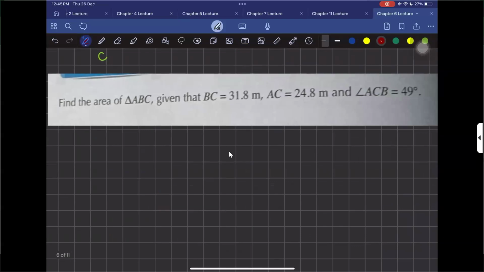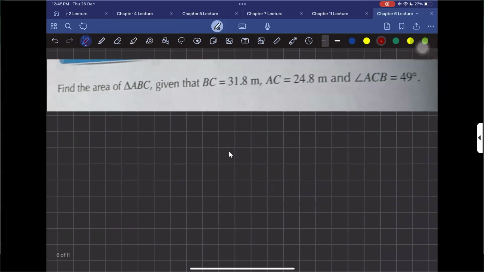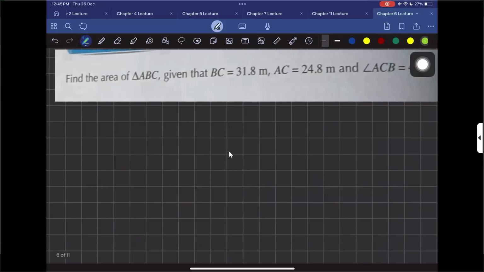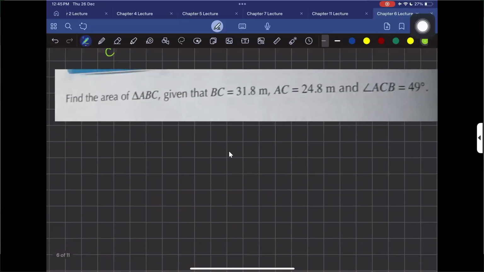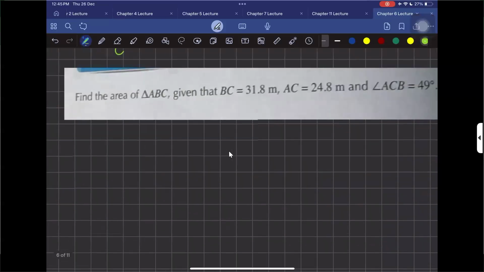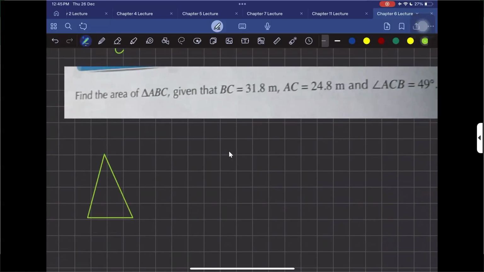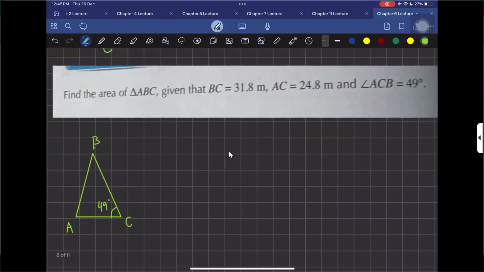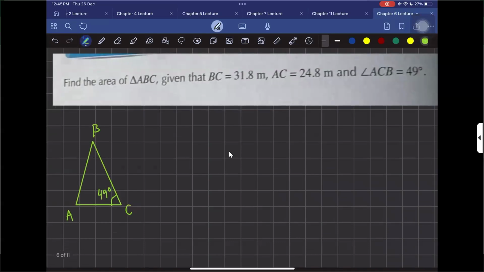Find the area of triangle ABC given BC is equal to 31.8, AC is 24.8, and angle ACB is 49 degrees. It's very abstract if you just read it like that, so always draw the triangle so that it's easier for you to understand. Just draw a generic triangle. ACB is 49 degrees, BC is 31.8, and AC is 24.8.